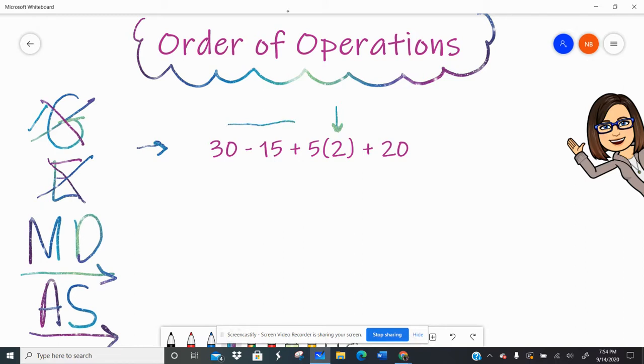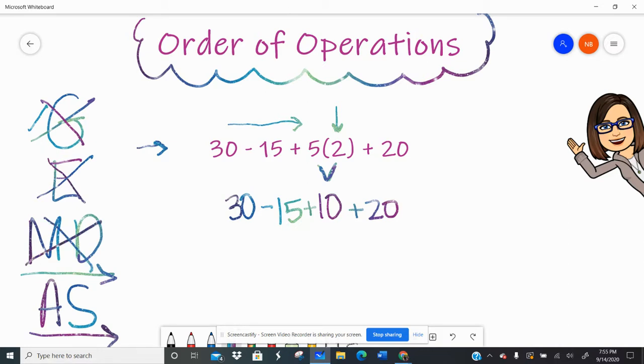So I'm going to multiply and divide from left to right. I'm going to travel down the expression to find right here my first multiplication. So 5 times 2 is 10. Then I'm going to bring everything else down, plus 20, right? Everything else comes down. I have no other multiply and divide, so I'm done with that section also.